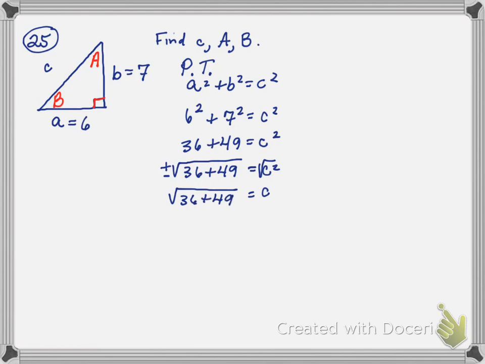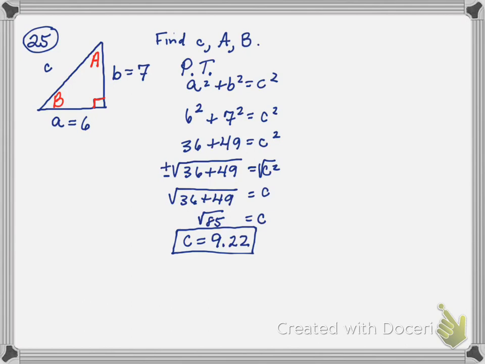I'm going to ignore my negative answer because I'm talking about the length of a side and it doesn't make sense. So when I find c, I find that it's the square root of 85. And if you plug that into your calculator and round to 2 decimal places, I get 9.22. So we found side C, it's 9.22.